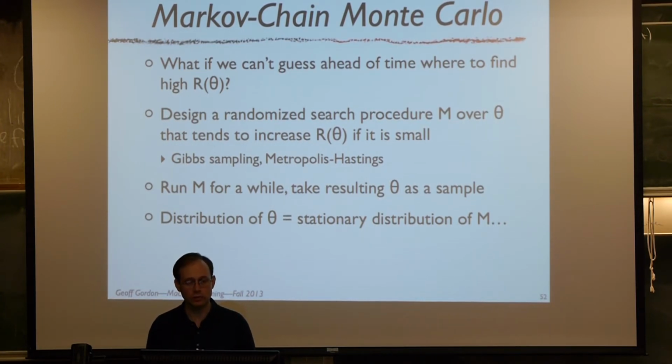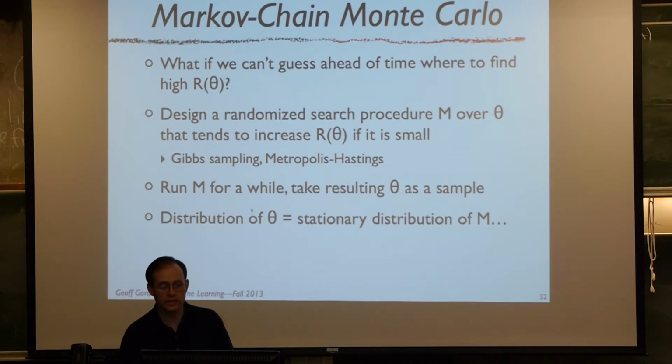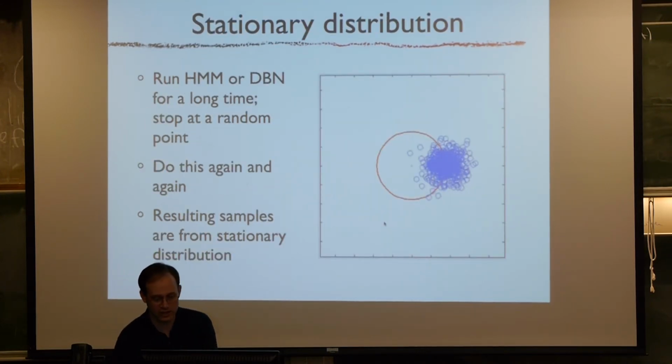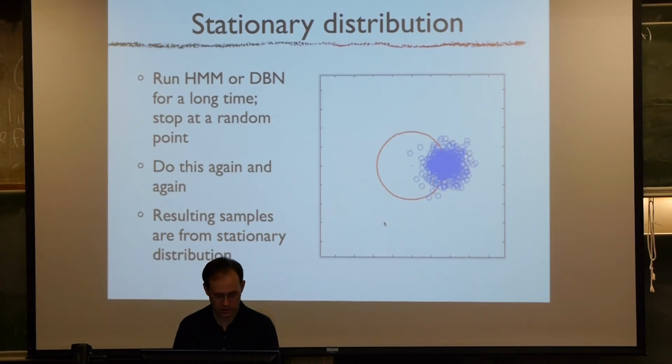But then how are we going to use it? We're going to run this search procedure for a while, and we'll take the resulting point that it finds as our sample. And then we're going to try and calculate what is the distribution that results from this randomized search procedure. And so the trick is in being able to design a randomized search procedure where it's possible to calculate this distribution. And in particular, what you'll get is the distribution of theta is what's called the stationary distribution of our search procedure. So what is a stationary distribution? Let's take a look.